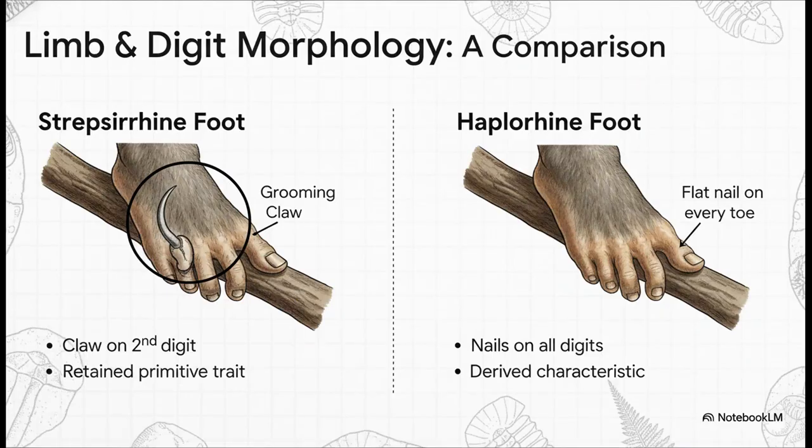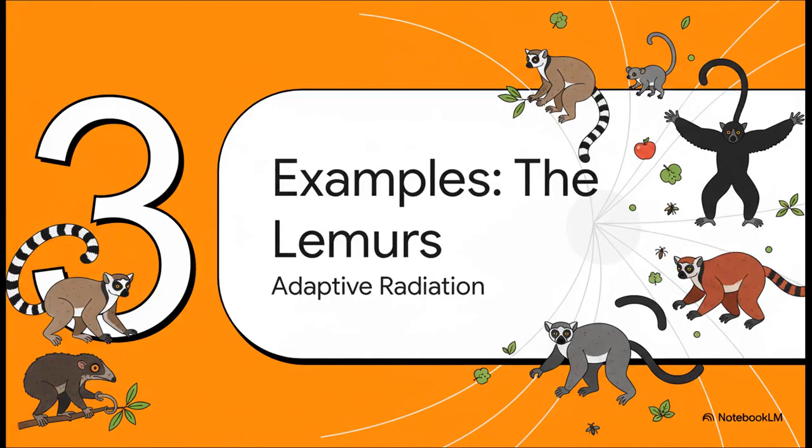Now let's check out another one of these classic primitive traits, this time on their feet. If you look at your own fingers and toes, you see we have flat nails. That's a haplorhine thing. Strepsirrhines, on the other hand, have kept a single, sharp claw on the second toe of each foot. It's called a grooming claw, and it's another one of those dead giveaways that you're looking at a strepsirrhine.